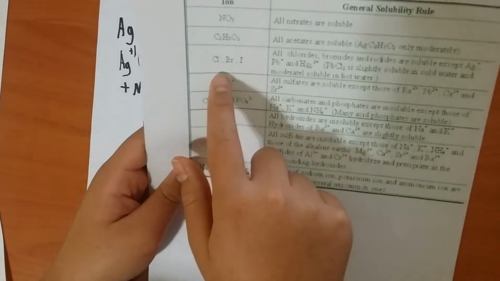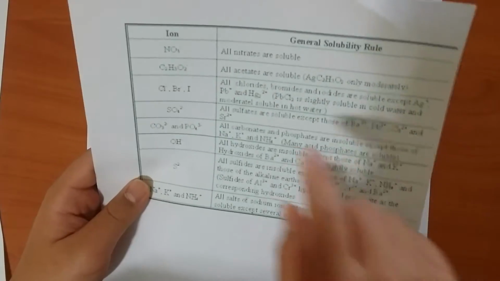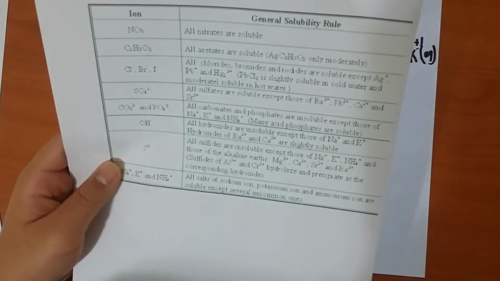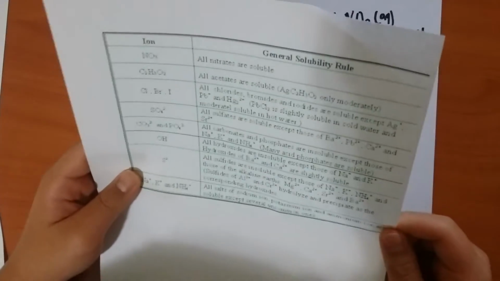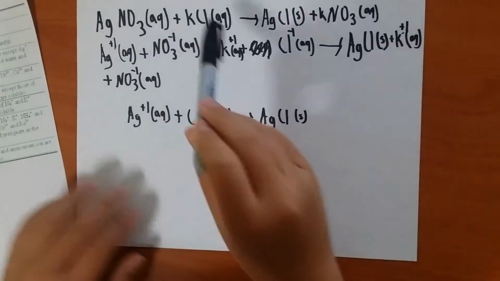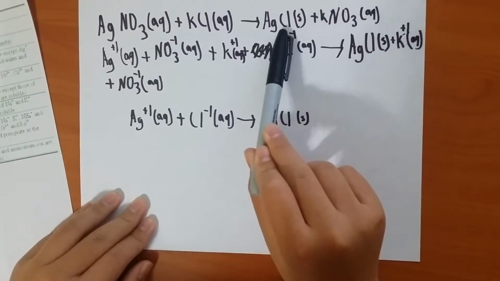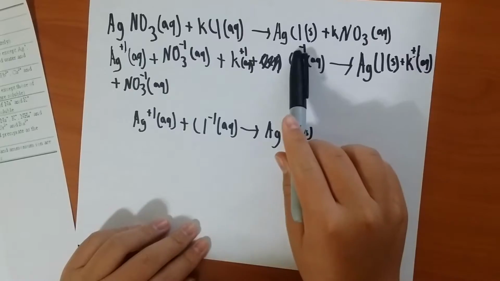Now over here is chlorine, but it also has another thing. It says all chlorides, bromides, and oxides are soluble except with Ag, Pb, Hg. Now this one doesn't have any of those, but this one does. So this one is insoluble. So you do not want to separate this one.